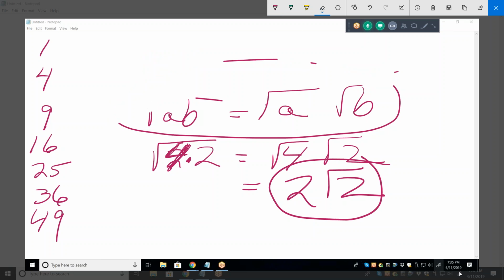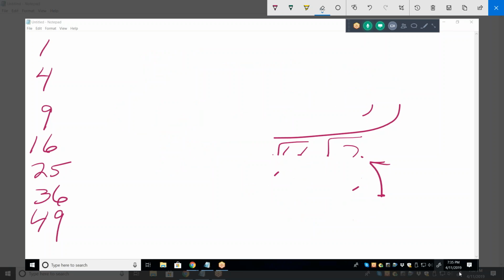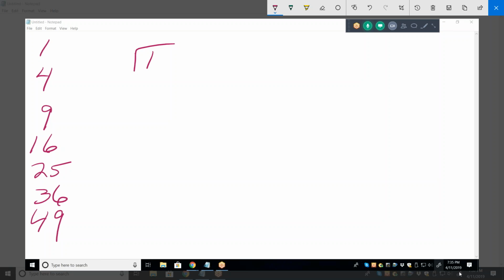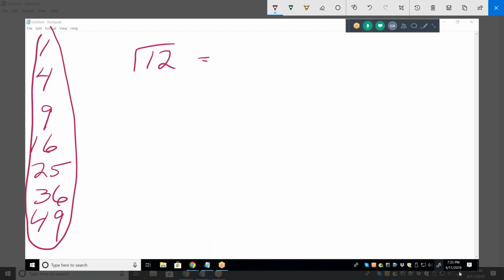Now, let's do some others. What's square root of 12? And the name of the game is factoring 12. Find factors of 12 where one of them is a perfect square number. One of these over here. Those are your perfect square numbers. So you can factor 12 as 6 times 2, but neither of those is a perfect square number. What's another way to factor it?